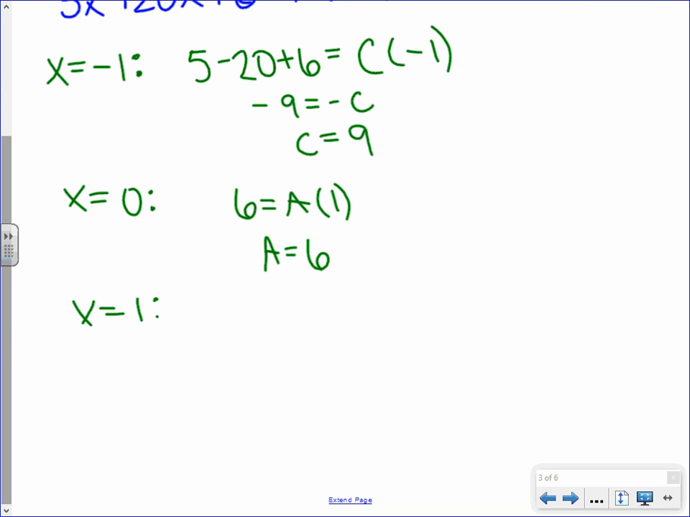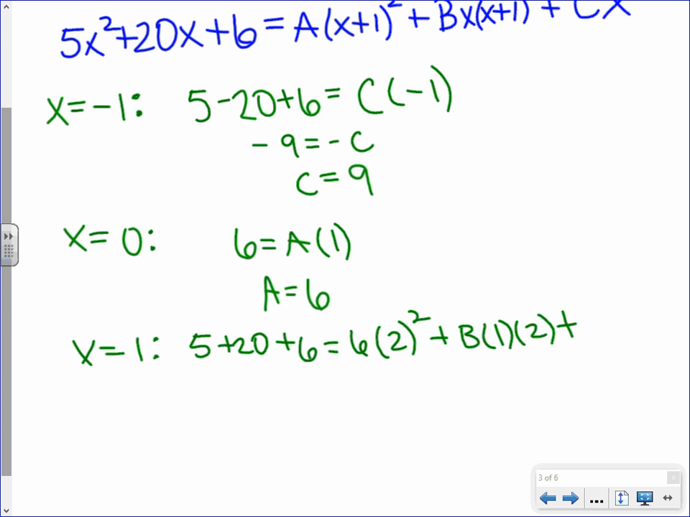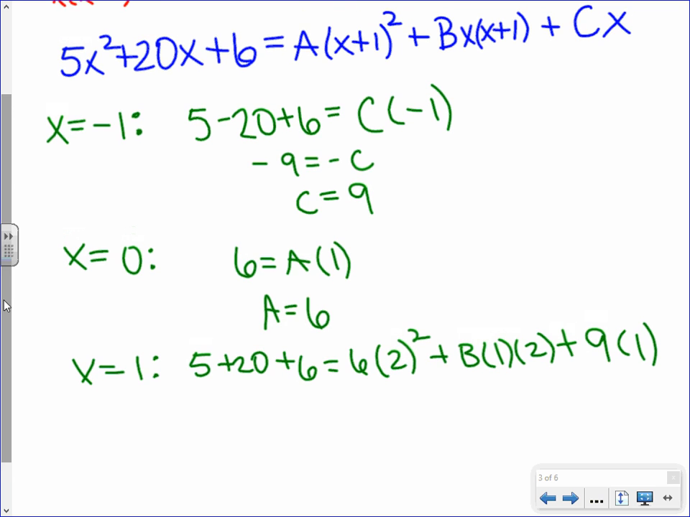Right. And if we plug in 1, we get 5 plus 20 plus 6 equals, we know A is 6 times 2 squared, because 1 plus 1 is 2, plus B times 1 times 2, plus C is 9 times 1. Okay? So we plugged in X is 1, C is 9, A is 6. I'll let you go ahead and do some algebra for me there.